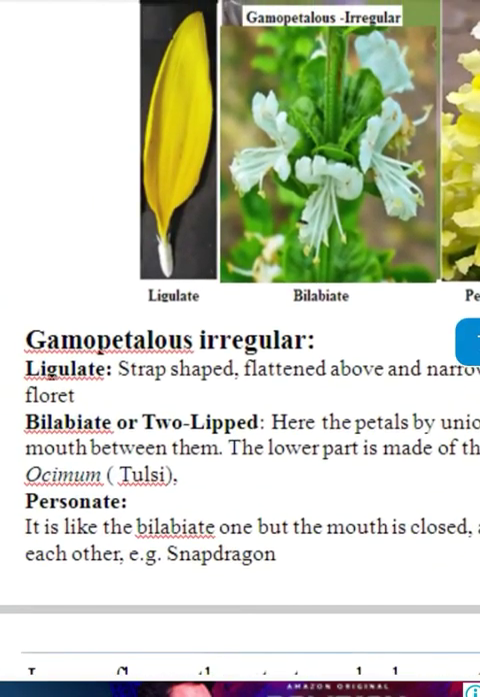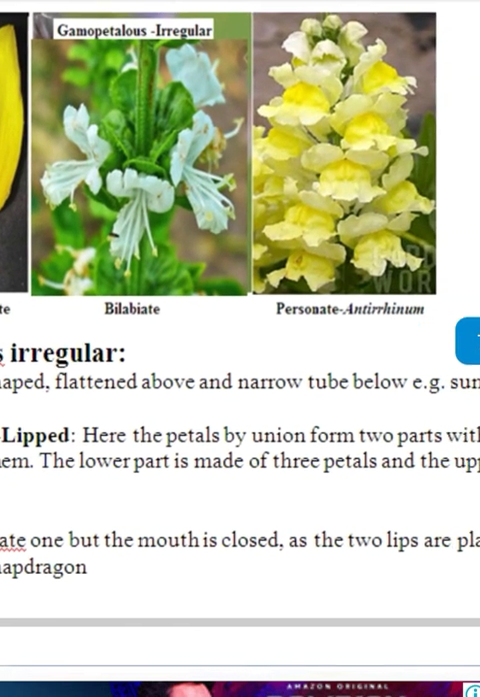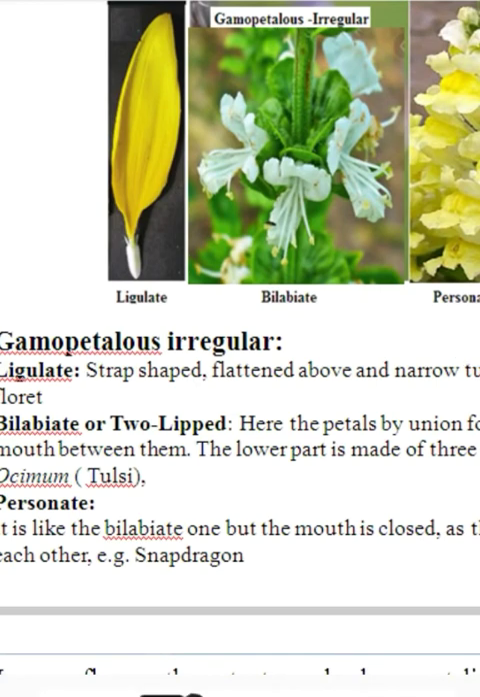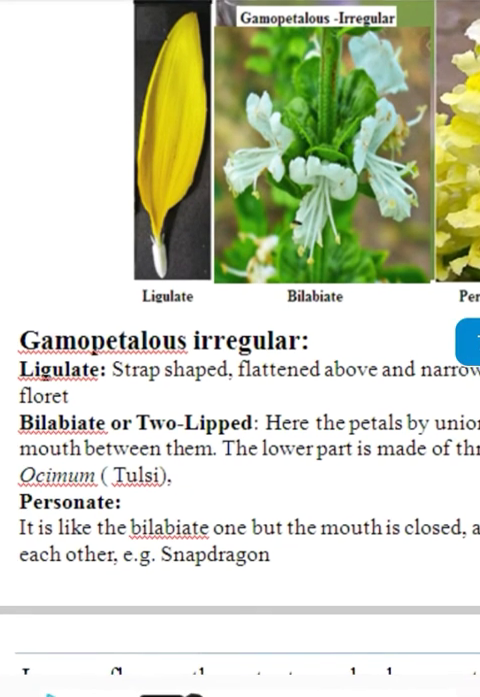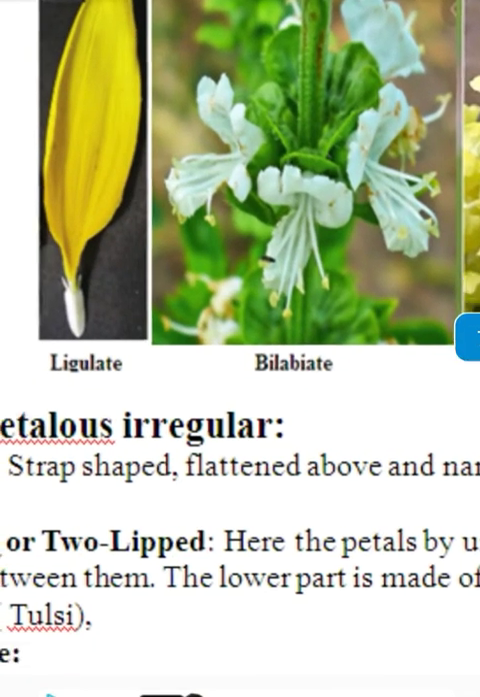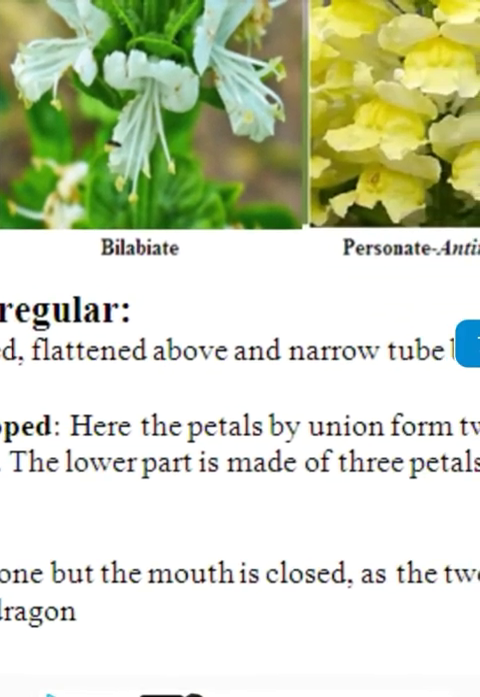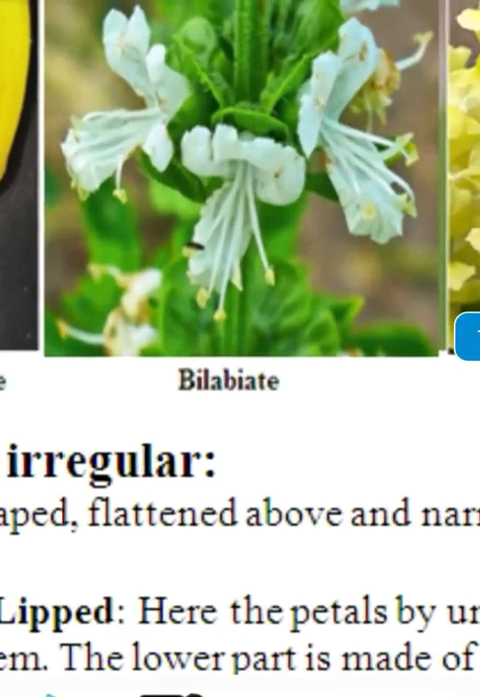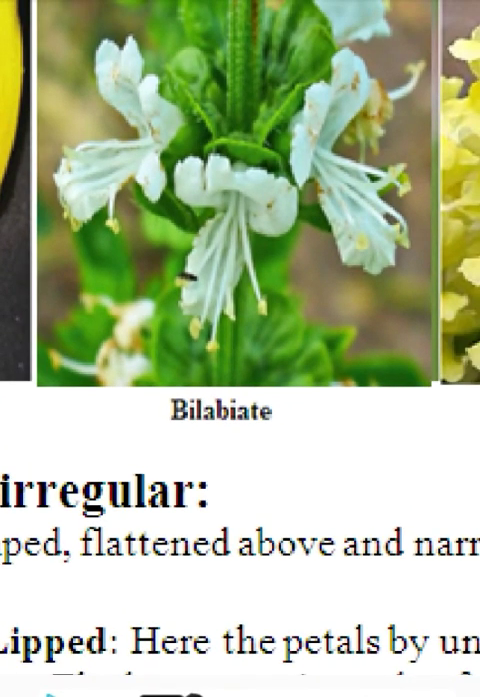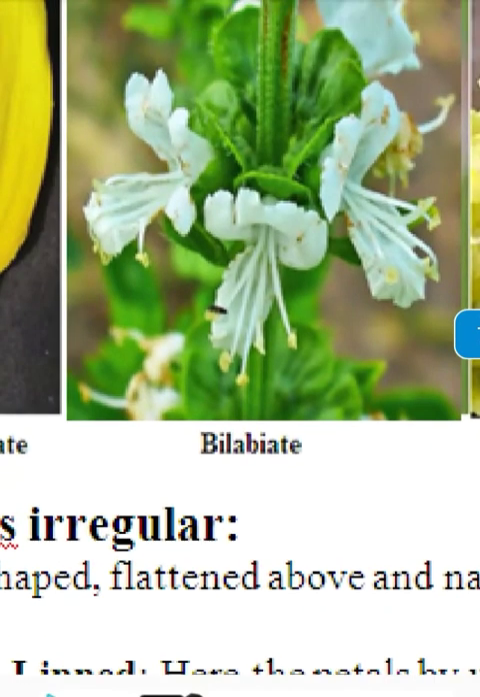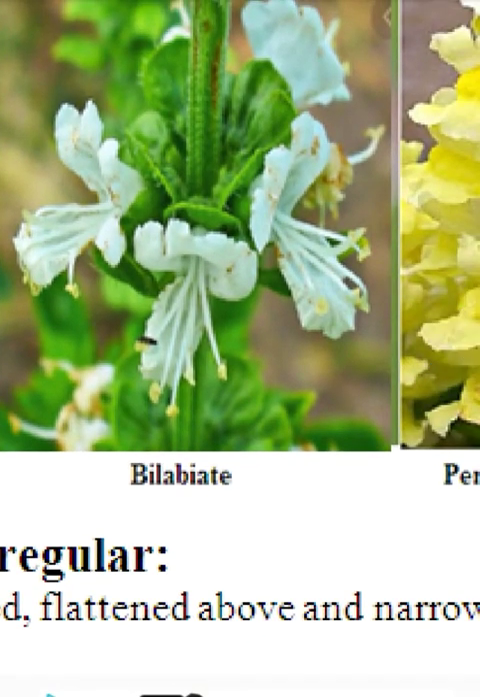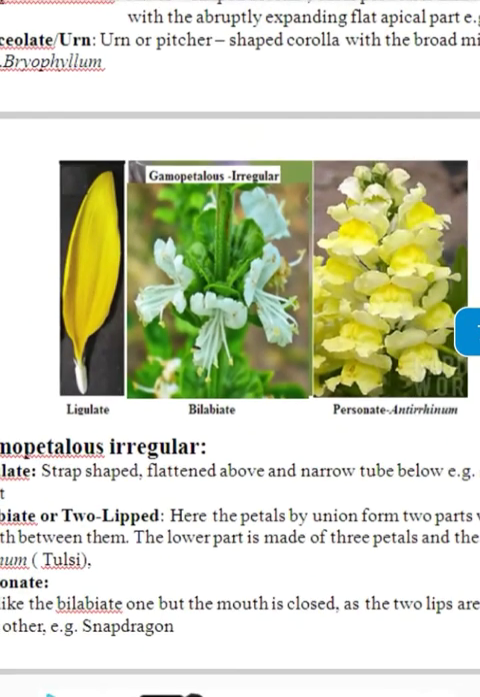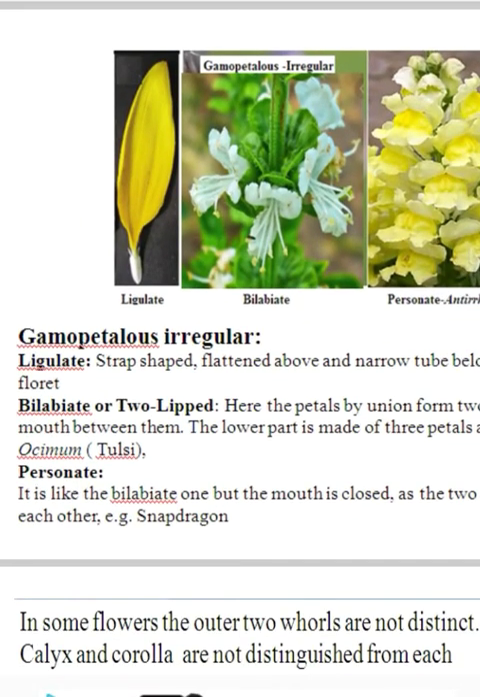Then the gamopetalous irregular type, that means the first, that is the ligulate. It is strap shaped, flattened above and narrow tube below. Sunflower ray floret. Then the bilabiate corolla or two-lipped corolla, petals are united. The lower part is made up of 3 petals and upper of 2 petals, and a very broad mouth is seen. So this is the bilabiate, and example is Ocimum.